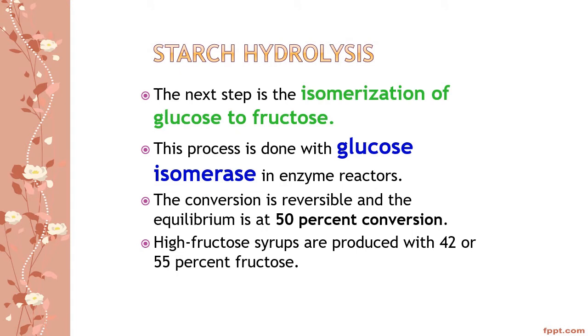After starch hydrolysis, the next step is the isomerization of glucose to fructose. This process is done using the enzyme glucose isomerase in enzyme reactors, and the conversion is reversible and the equilibrium is at 50% conversion. So when you use glucose isomerase, you can convert glucose to fructose at 50% conversion. And high fructose syrups are produced with 42 or 55% fructose.